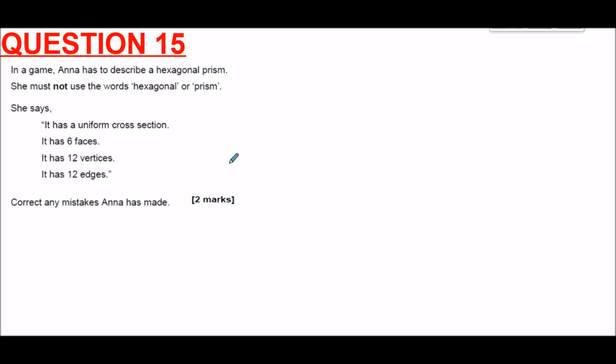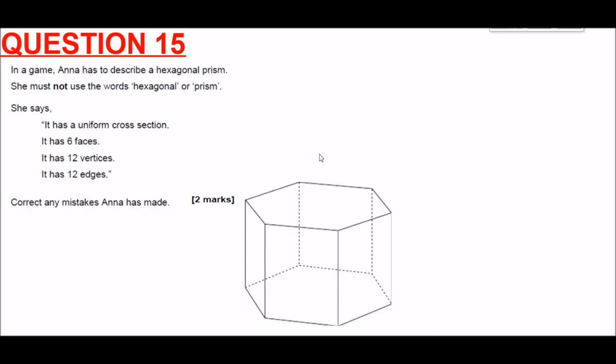Question 15. In a game, Anna has to describe a hexagonal prism. She must not use the words hexagonal or prism. So hexagonal prism. The first thing we're going to do is to show you a hexagonal prism. Hexagonal prism means it's got 6 sides, a hexagon at the top and bottom. Or if it were laid down on its side, it'll look like a hexagon at the front and the back. And if any shape's a prism, one of the defining characteristics is that it will always have a uniform cross-section. If you slice it at the bottom, at the top or the middle, it'll look like a hexagon all the way throughout.